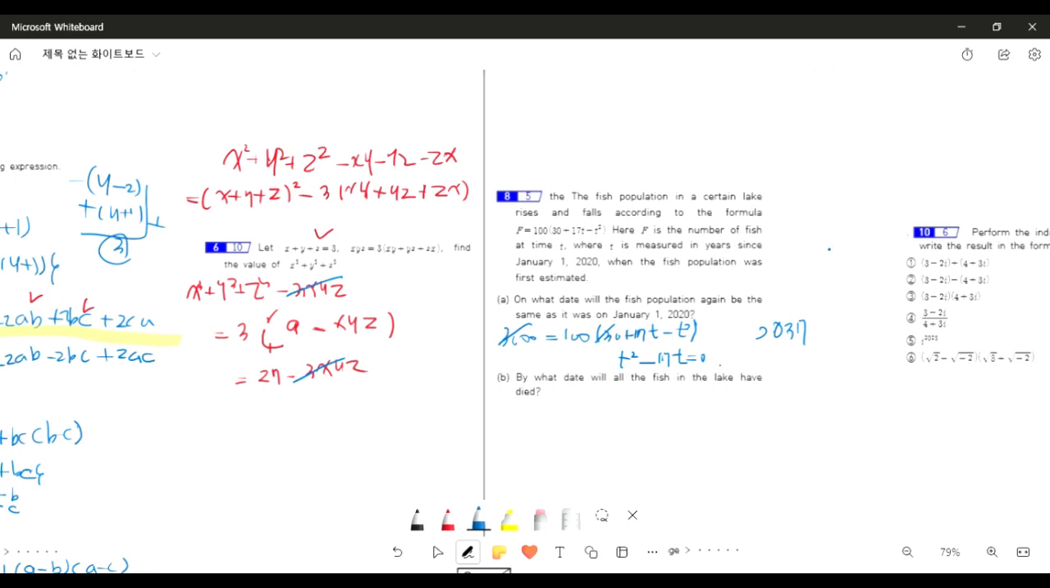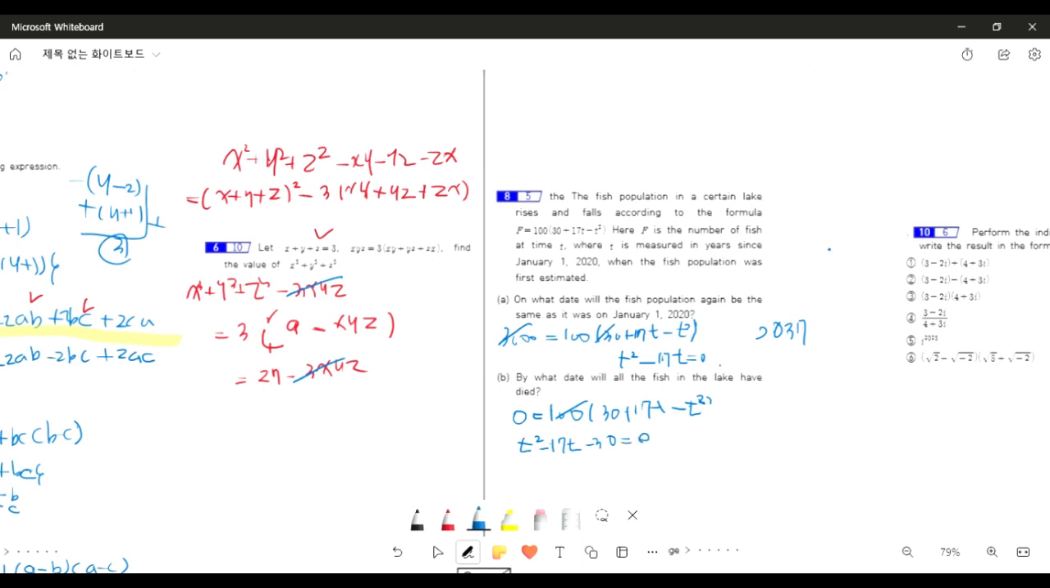B. What date will the fish have died? It means the number of fish is 0, so putting 0 into f, 0 equals 100 times (30 + 17t − t²). So canceling, t² − 17t − 30 equals 0.